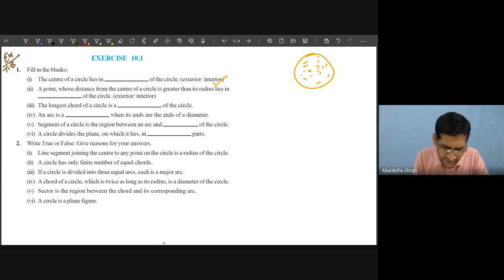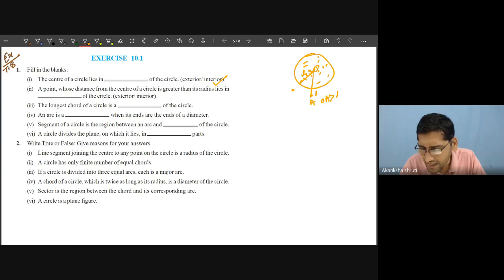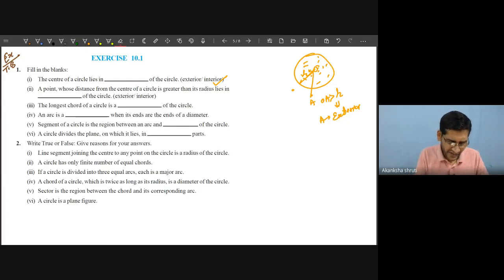A point whose distance from the center of the circle is greater than the radius, then it will be which one? Exterior. Meaning if the radius is r, then for this point A, the length OA is greater than r, this implies A is an exterior point. So interior and exterior are the only terms that we need to keep in mind. Another: the longest chord of the circle is, yes students, the diameter. Very good, it is your diameter.